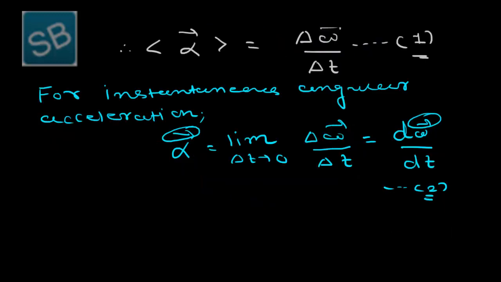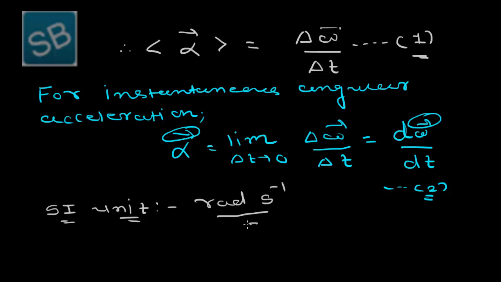But for the SI unit, we can find out the SI unit of average angular acceleration or the angular acceleration. The unit of angular velocity is radian per second, divided by the time interval, which is also second. So the SI unit is radian per second square, or rotation per second square. So this is the SI unit.